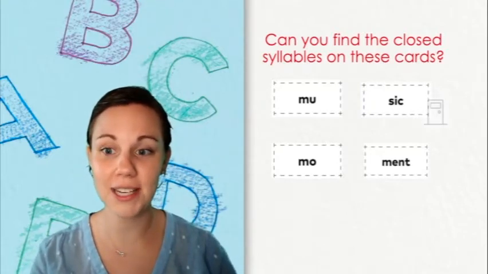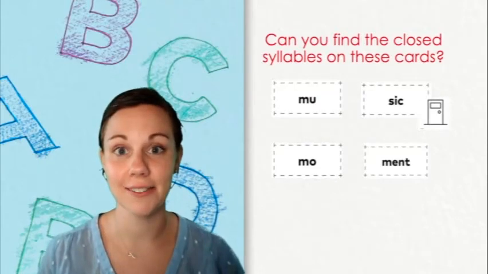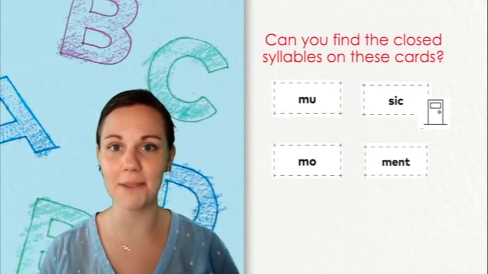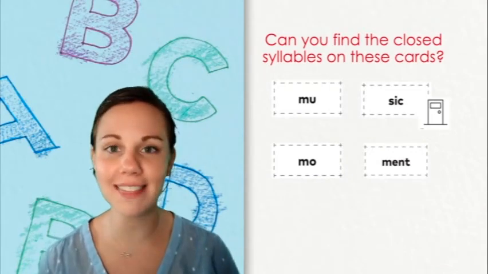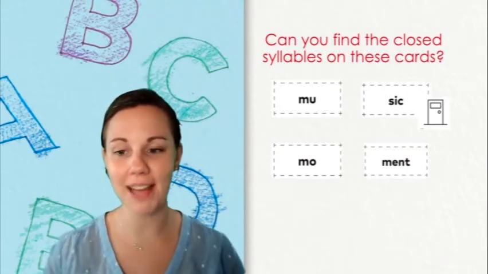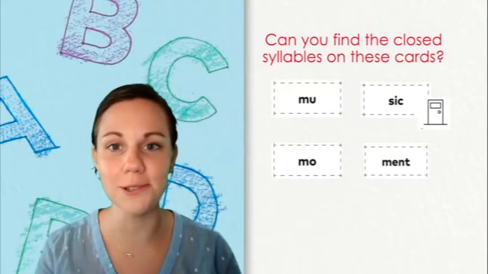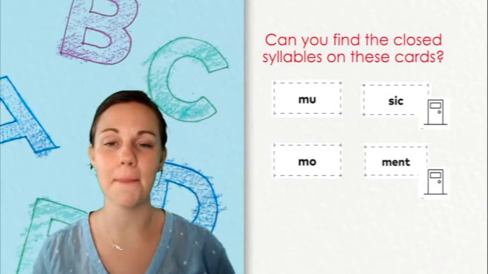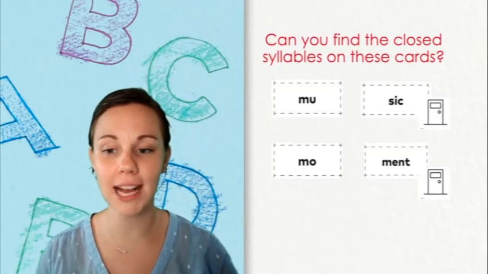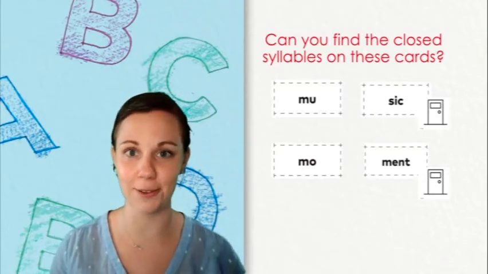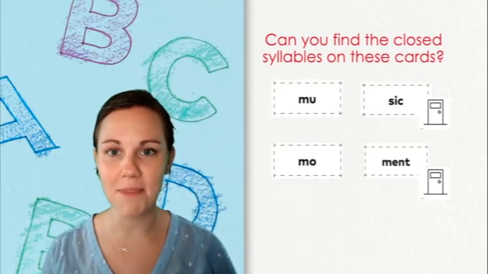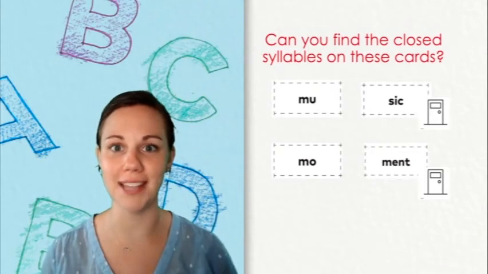The first one I notice is sick. I hear that short I sound. I know it's a short I because the C is closing in that vowel. That's a closed syllable. I bet you see the second closed syllable too. That syllable says meant. Again, I notice a short vowel sound. We hear the short E sound. The N and the T close in that vowel, making sure to give it a short vowel sound.